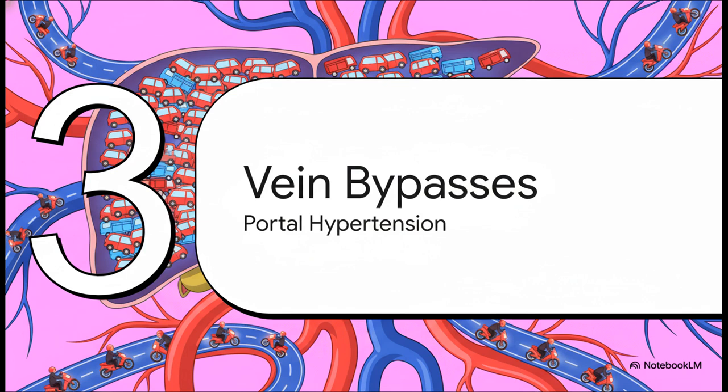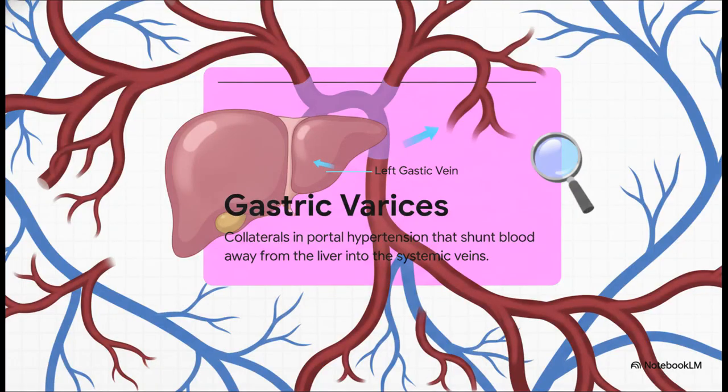Okay, let's switch gears completely now. We've done arteries, let's talk veins. And to do that, I want you to imagine a massive traffic jam, but it's inside the liver. That's kind of what portal hypertension is. The blood can't get through, so the body has to get creative and build all these detours or collaterals to get around the jam. One of the most famous detours you'll see is the formation of gastric varices.